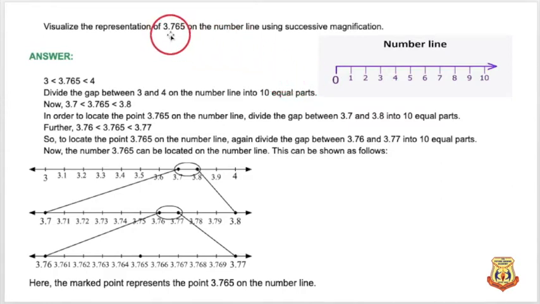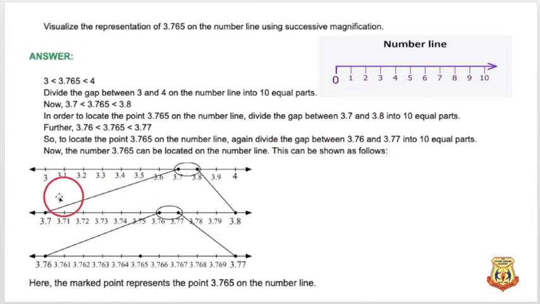But here you will see that the number is 3.765, means after point 3 more numbers are there. How to represent this type of number? So we need a magnifying glass for that. So this is our magnifying glass. What to do? It is 3.765. Then definitely this number will fall in between 3 and 4.